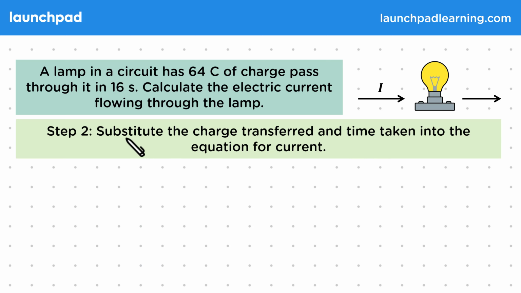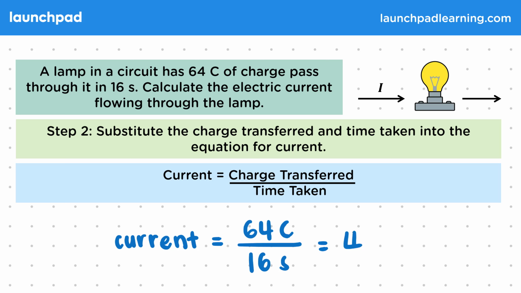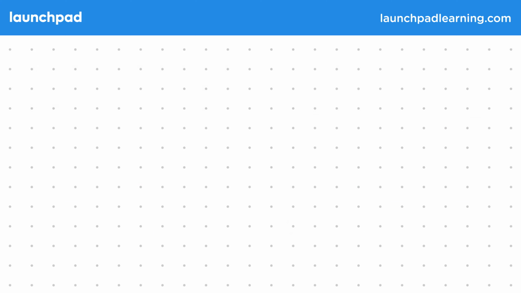For step 2, let's substitute the charge transferred and the time taken into the equation for current that we've learnt. So the current is equal to 64 coulombs divided by 16 seconds, giving us 4 amps of current flowing through the lamp. Let's have a look at another example.